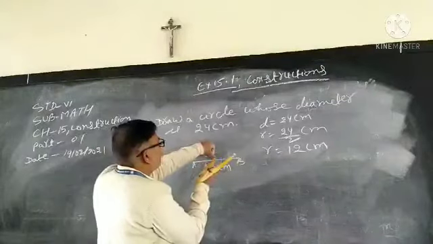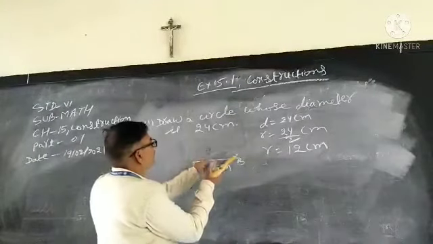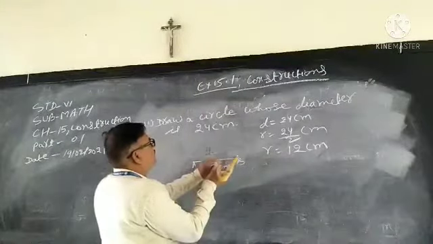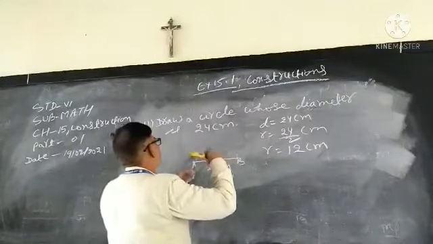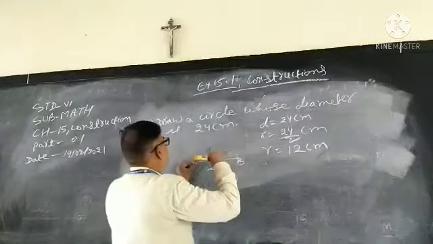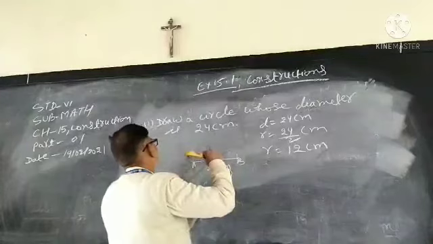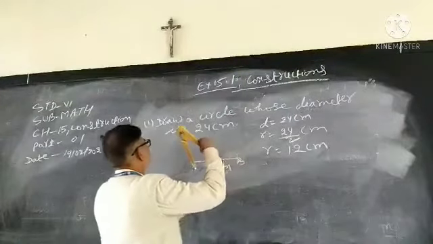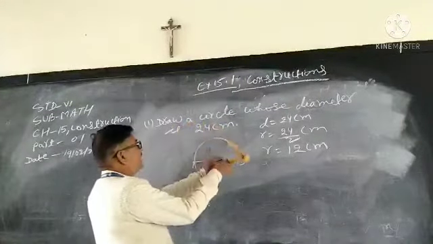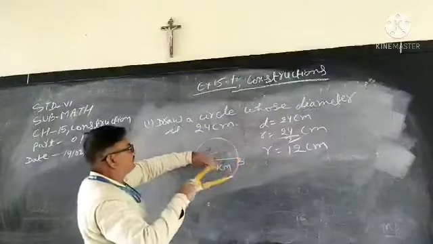Here, both will come equal. So now, draw a circle. Now see this one. This circle is ready.